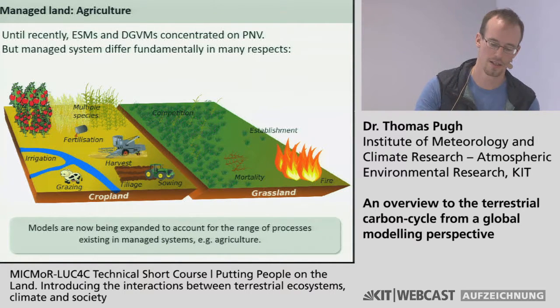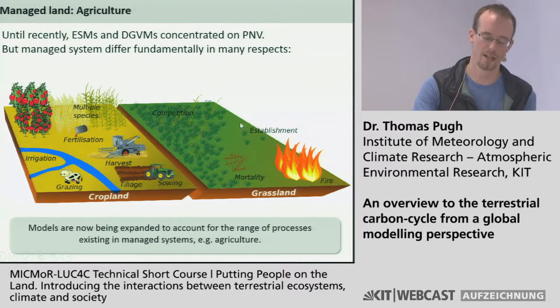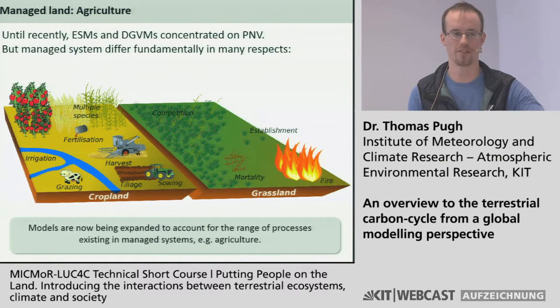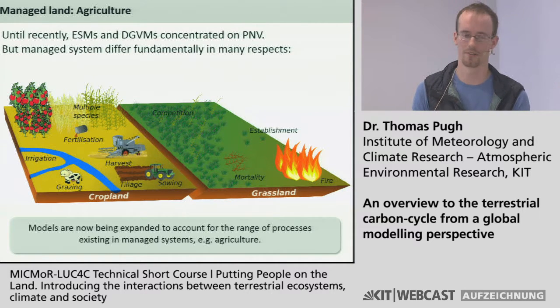So in a DGVM, we might represent establishment and mortality processes. We'll represent maybe some fire and competition between different plant types. But if you think of a cropland, you have a prescribed species, and that species may be fertilized or irrigated to increase its productivity. You don't have to worry about establishment because it's sown on a specific date, and mortality is less relevant, although not obviously completely irrelevant, because you harvest at the end of the year. So the processes involved are really completely different. And so this would suggest that the exchange of trace gases would also be completely different.